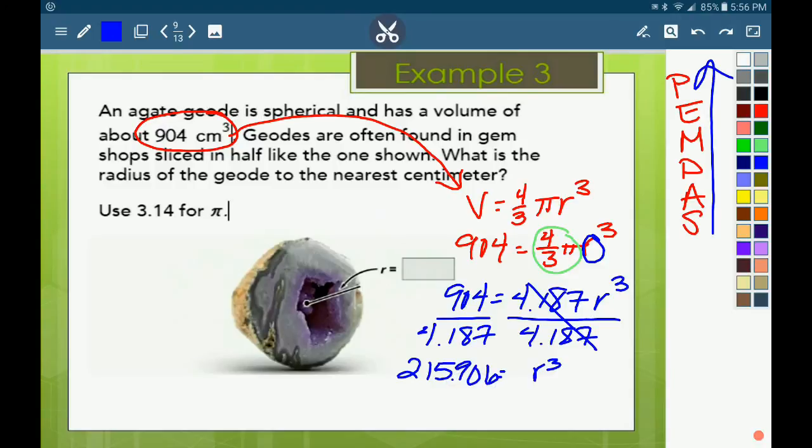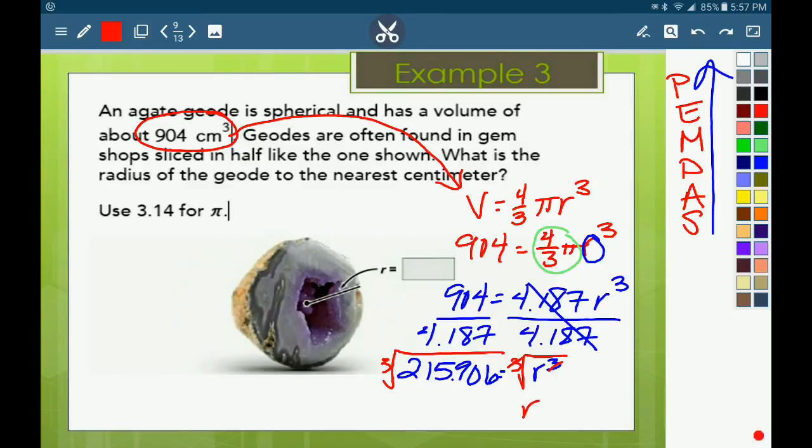And then I need to cube root, not square root, but cube root, because it needs to cancel with the cube, both sides. So I'm going to keep that number in my calculator, and I'm just going to hit the cube root button. If you can't find it, please ask for help.